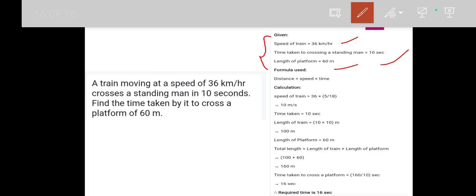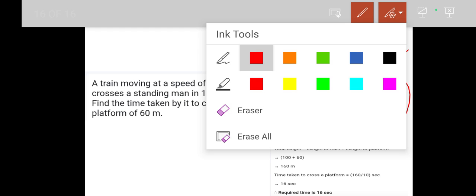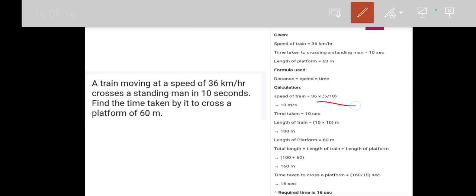The formula that we are going to use is a simple formula for distance. Distance is equal to speed into time. Our calculation is, we know the speed of the train is 36 kilometers per hour. We need to convert it into meters per second, so we need to multiply it by 5 by 18. So 36 into 5 by 18, this is to convert into meters per second, okay? So we get 10 meters per second.